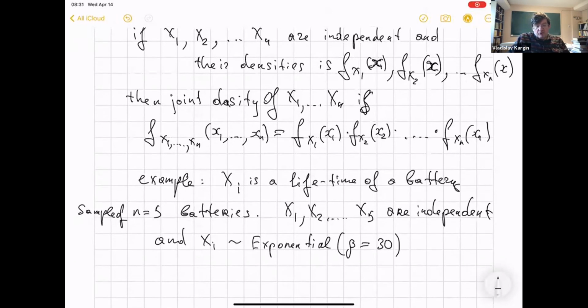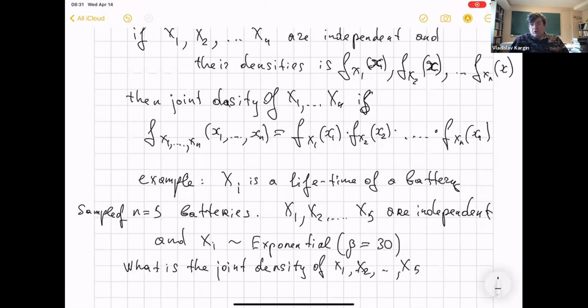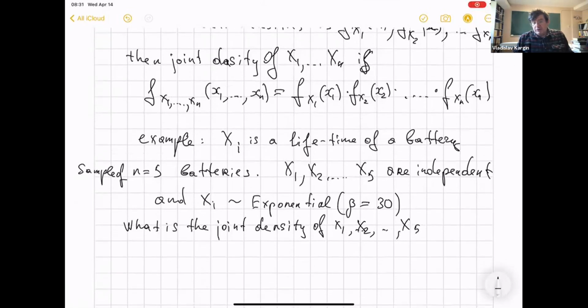And so you can ask the question, what is the joint density of x1, x2, through x5? We just talked about how you can write it down. We write it as f. Let me skip the subscript here and just write f of x1, x2, x3, x4, x5 in full glory. And it's equal to the product.